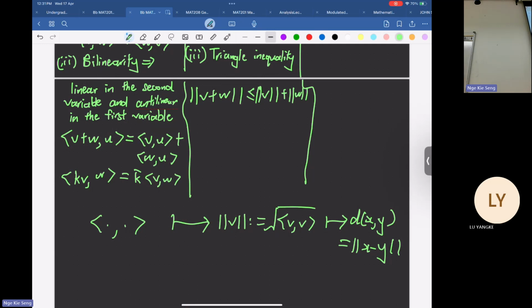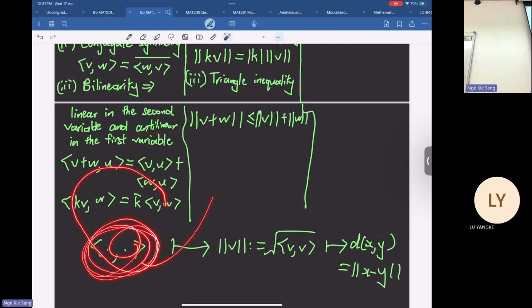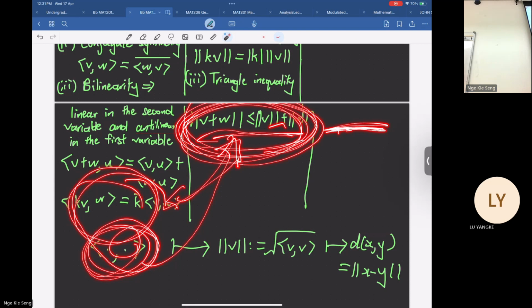The claim is you can. It's not too hard. Actually, you just need to write it out. But the hard thing is here. You need to show that this inner product will give you this triangle inequality. Going from norm space to metric space is quite immediate. But how about going from inner product space to norm space? How do you prove the triangle inequality in the norm space from the inner product?